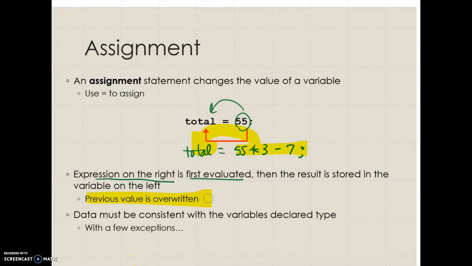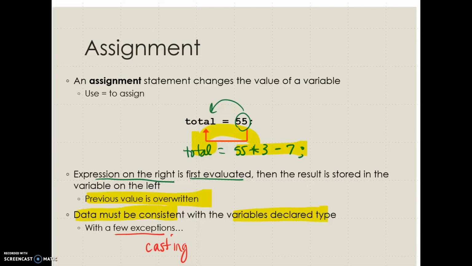Any previous value is overwritten, and it's important to note that the data must be consistent with the variable's declared type. Now, I did put a note here that there are a few exceptions, and we will talk about this at the end of the lesson when we get into casting. But for now, we're not going to get into that.